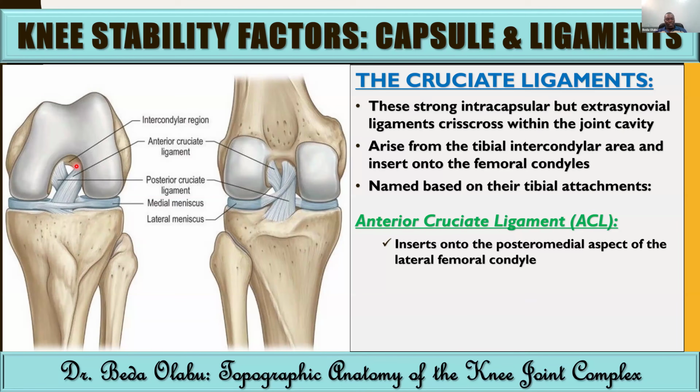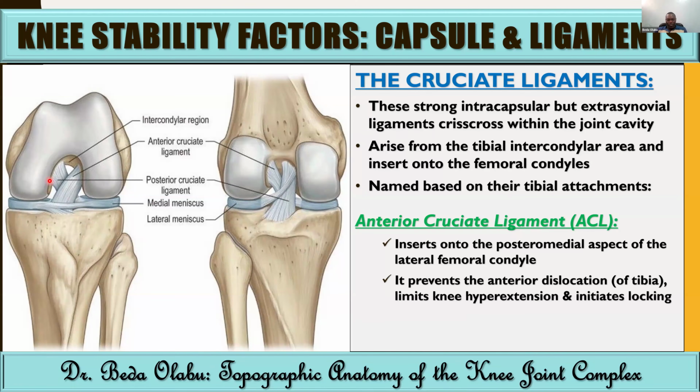Now, where exactly? Within the intercondylar notch. If you look at the lateral femoral condyle, the intercondylar notch is on its medial aspect. So it's on the medial aspect, or we can call it the internal aspect of the lateral femoral condyle posteriorly. That's where the ACL inserts. Because of that orientation, the ACL prevents anterior displacement of the tibia. So basically, it prevents anterior dislocation of the knee joint.